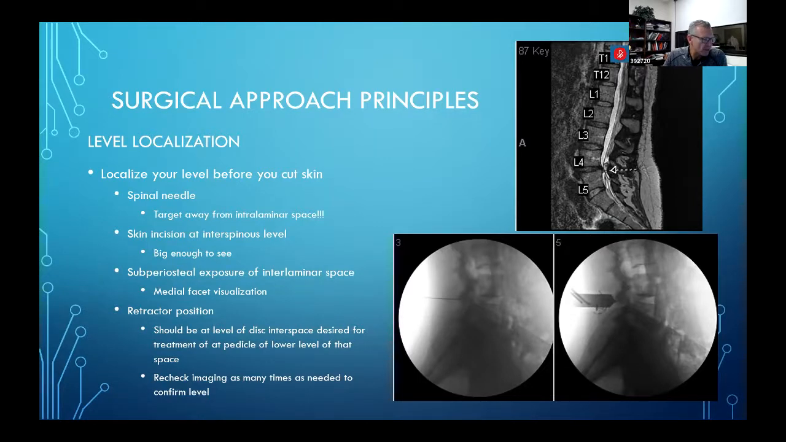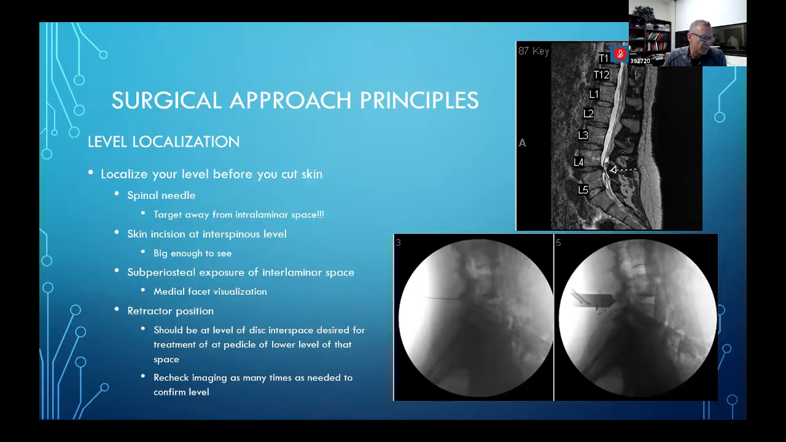So again, I aim my spinal needle from the midline towards the facet joint so that I minimize the risk of that. And then I try and localize initially to plan my skin incision with the spinal needle in place. Once I make my skin incision, I will recheck my position once my retractor is in position. And it doesn't matter what retractor you're using. This is a modified Taylor.